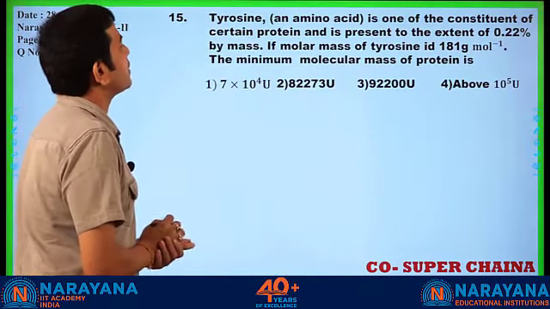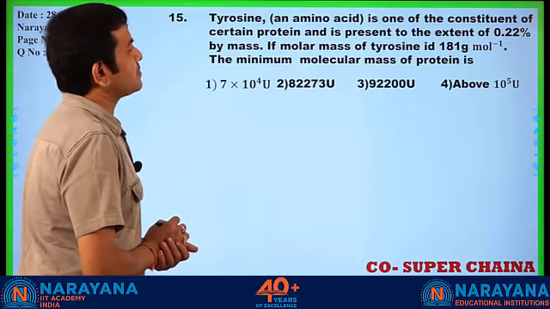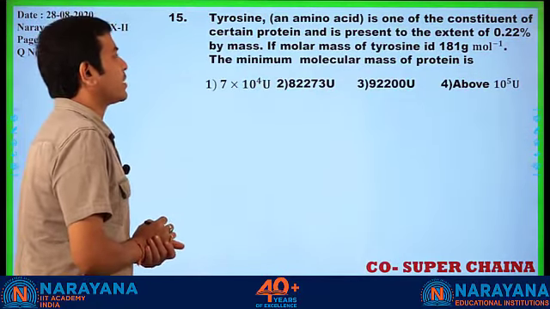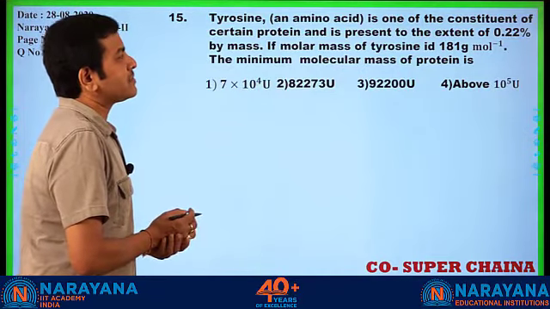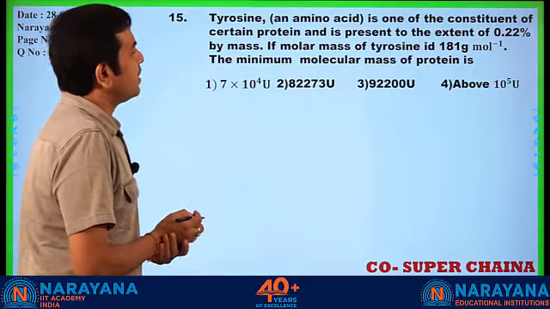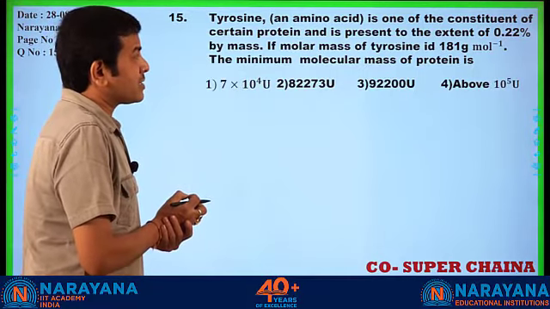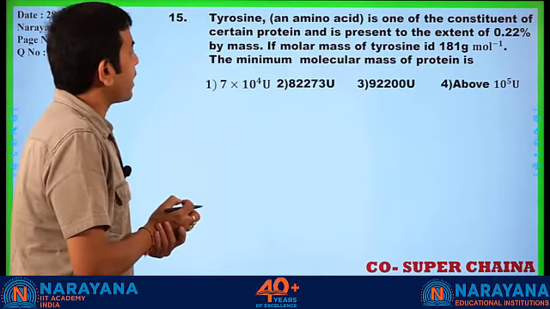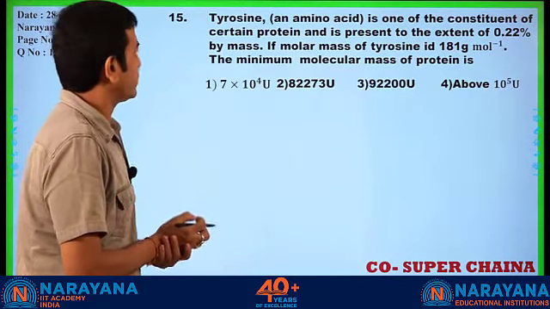Tyrosine, an amino acid, is one of the constituents of certain protein and is present to the extent of 0.22% by mass. If the molecular mass of tyrosine is 181 gram per mole, find the minimum molecular mass of the protein.